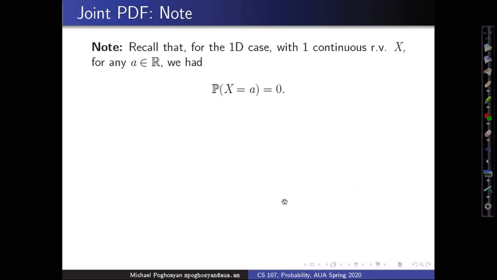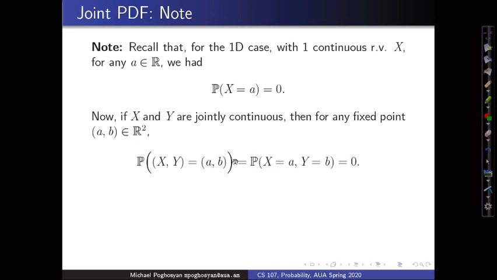Now, using that idea, we will have the following. Recall first that for the one-dimensional case, say we have one continuous random variable X, the probability that X will take that particular value a, some fixed number, is 0. In a similar way, if X and Y are jointly continuous, then for any fixed point (a, b), the probability that (X, Y) will take that particular value (a, b), that is, the probability that X will be exactly a and Y will be exactly b, is equal to 0.